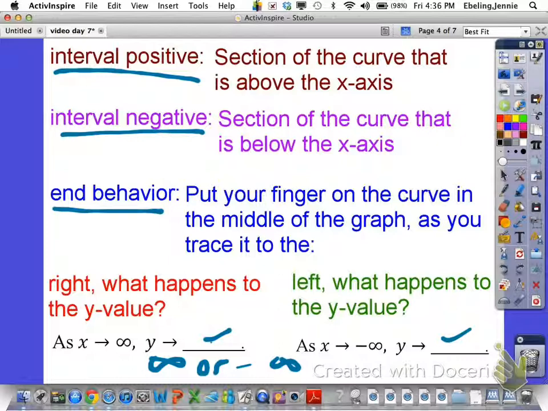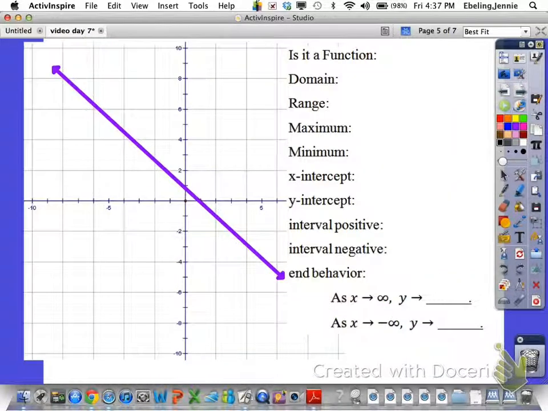Okay, let's take a look at a graph and answer some function questions in relation to this graph. Here we have a graphed line. First of all, I want to know, is it a function? Well, does it pass the vertical line test? Yes, it is a function because it passes the vertical line test.